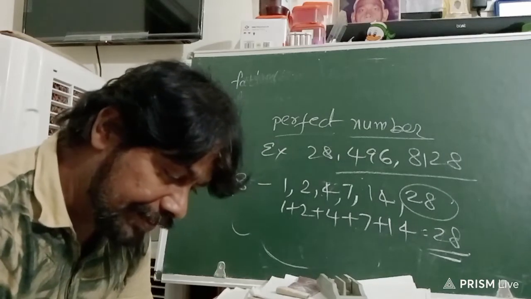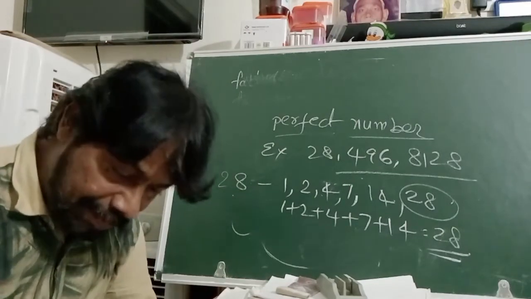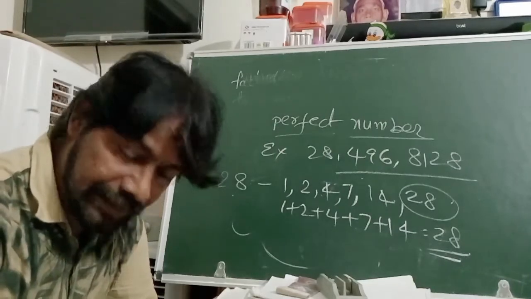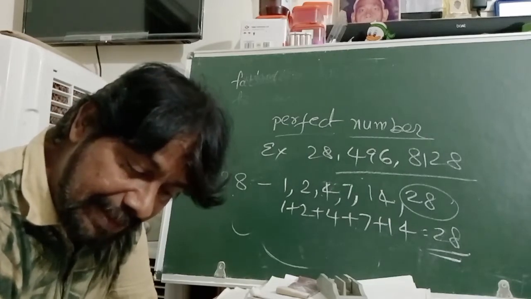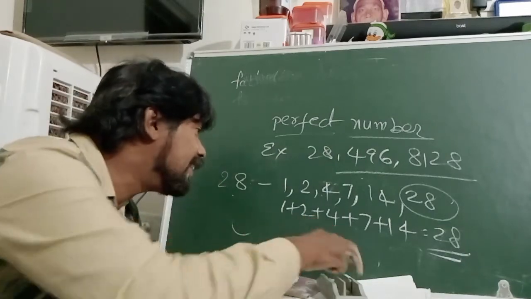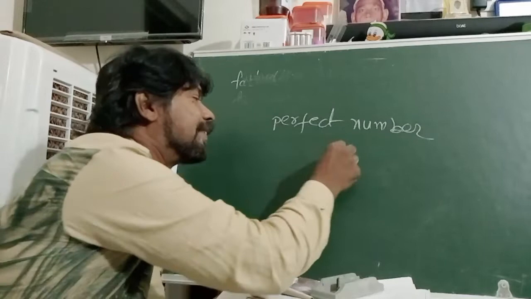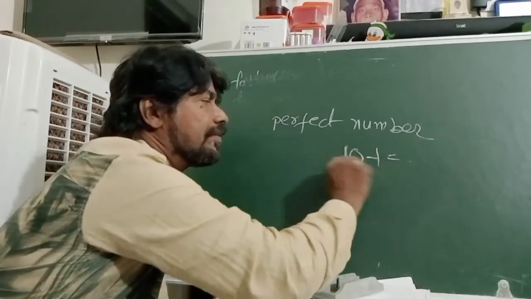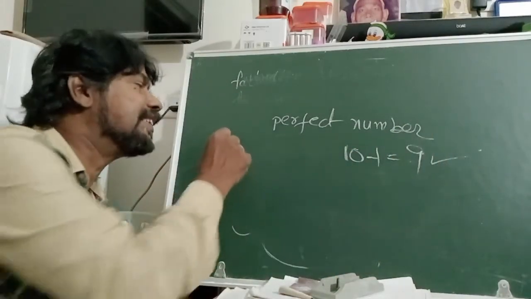Next, number of digits. How many single digit numbers are there? Single digit numbers: 10 minus 1 is equal to 9.